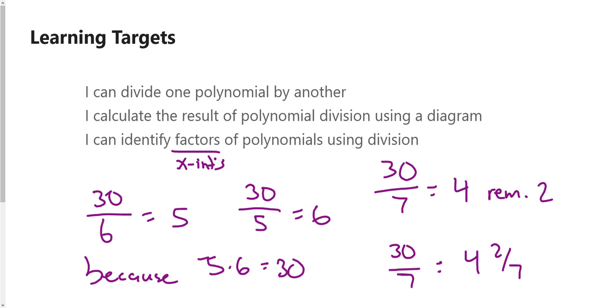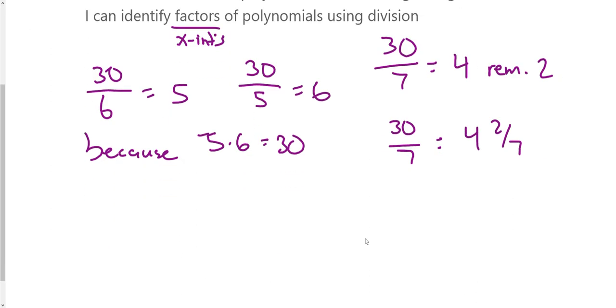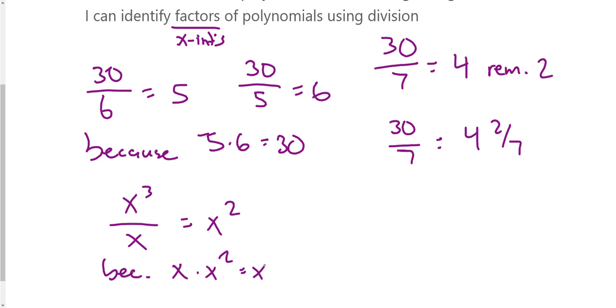So how does that connect to using algebra? Let's scroll down a bit and open up a new page. What if we did the same thing, but with x? Let's say you had x to the third divided by x. What's x to the third divided by x? x squared. And why? Because x times x squared is equal to x to the third. Likewise, we can also say that x to the third divided by x squared is just x.